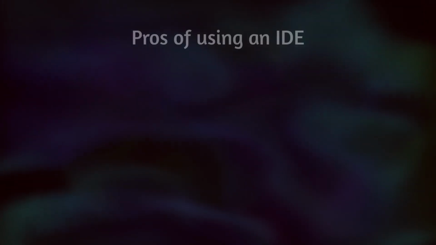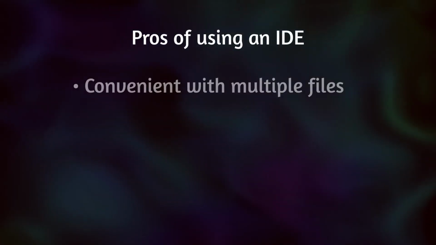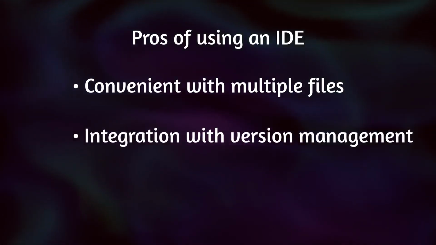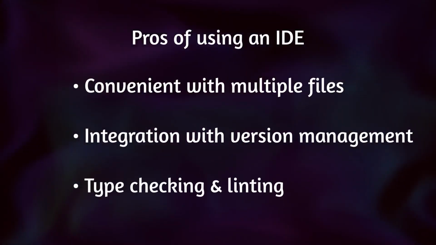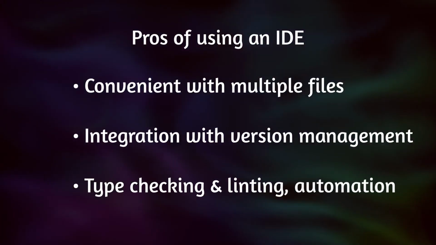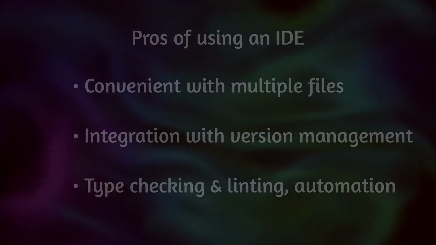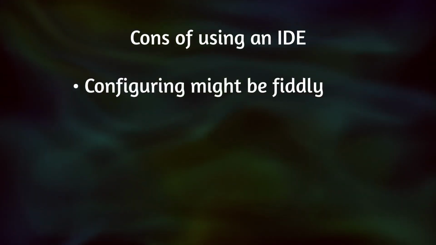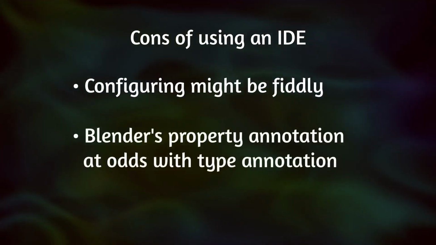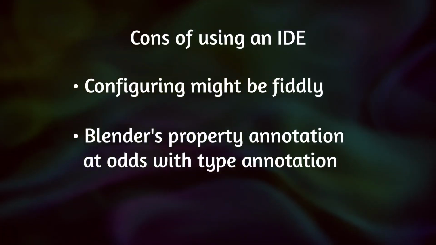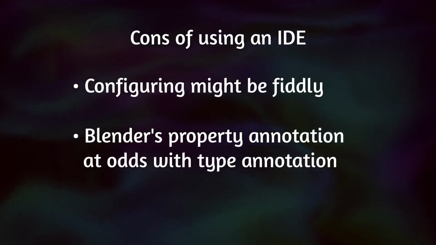But IDEs are convenient for complex add-ons with multiple files. They are easy to integrate with version management and come with powerful language features like type checking and linting, plus all kinds of options to automate various tasks. But it takes some work to set type checking up correctly for Blender's bundled modules, and also Blender's unconventional use of annotations for properties clashes with type checking.